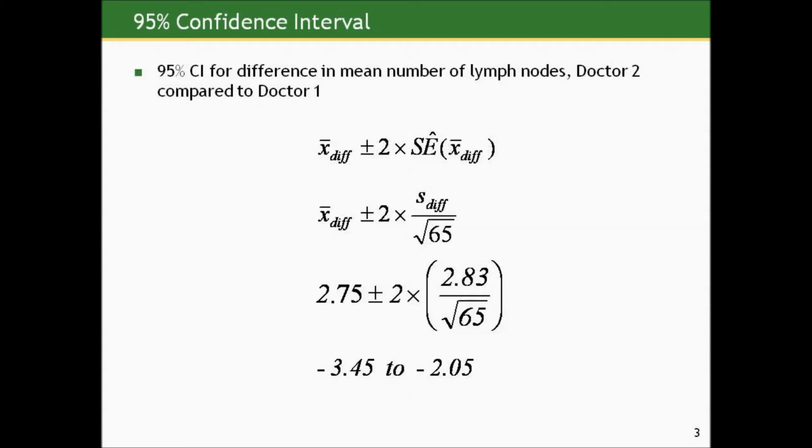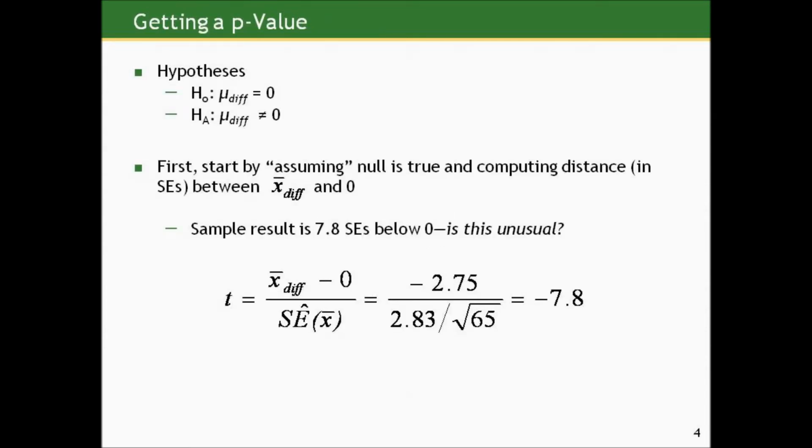So on average, Dr. 2 found anywhere from 2 to 3.5 lymph nodes less than Dr. 1. And this really isn't about Dr. 2 compared to Dr. 1. This is more about the reproducibility of this diagnostic technique. And this result suggests that when two different raters are given the same patient, even if accounting for the imperfection and using not every patient, but just a sample of 65, there appears to be a systematic difference in the average number of lymph nodes detected by the two doctors, the two raters, that cannot be attributed to random variation.